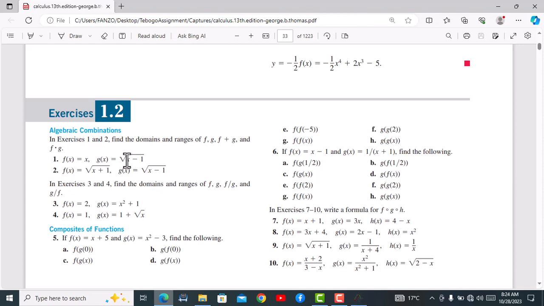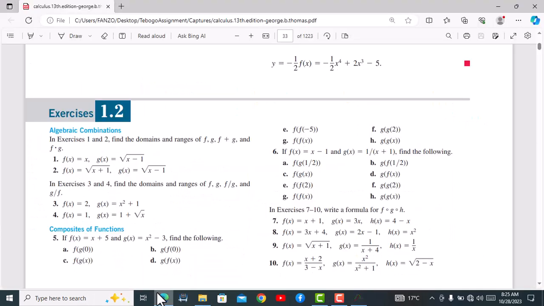We have the domain and the range of the first one, and then they said we should find the domain here. Sorry, let me check something here. In exercise 1 and 2, find the domains and ranges of f. I've done that for f and g. And then I need to find f plus g and f times g for 1 and 2. So for 1, I have found the domain and range of f and the domain and the range of g. Now I want to find the domain and the range of f plus g. I'm combining two functions. And remember, there are some restrictions here. What I'm going to do here, I want you to be very careful.